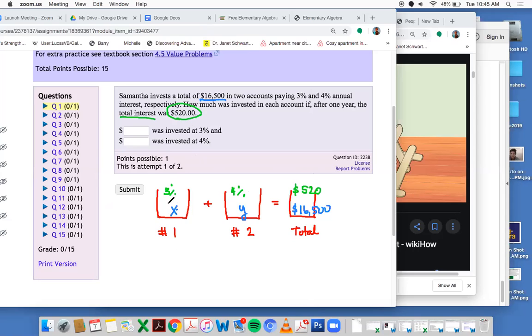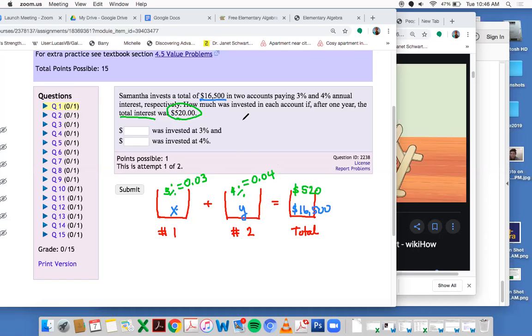All right, so now before I write equations, you want to change your percentages to decimals. Okay, so you don't want to work in percentages. 3% means 3 divided by 100. So that means 0.03. And 4% means 0.04. Okay, so now we're ready to write some equations.